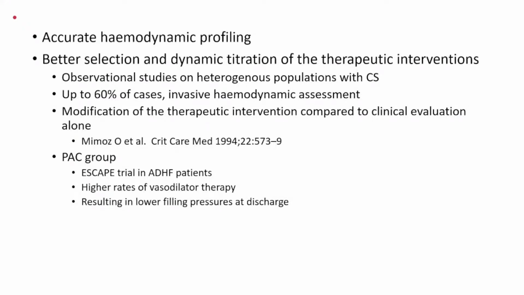And the observational trials in the heterogeneous population of cardiogenic shock have shown that if we use hemodynamic assessment in 60% of patients, we can modify therapeutic interventions compared with clinical evaluation. And there's a trial by Mimos et al. which shows that in ESCAPE trial patients, if you use PAC, we are able to use higher rates of vasodilator therapy, and patients are discharged at lower filling pressure, which may be better for them.